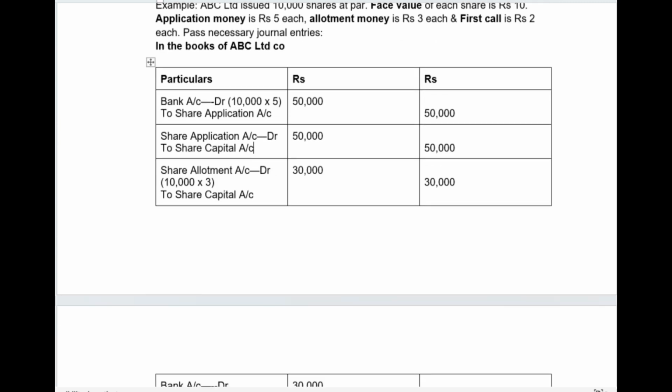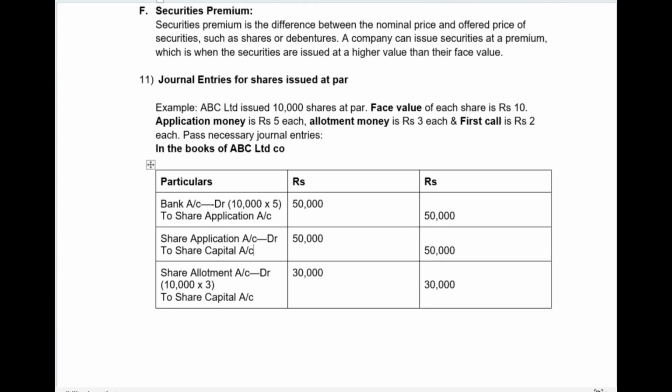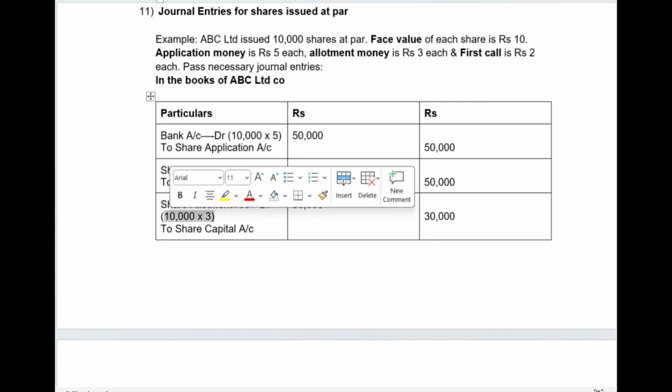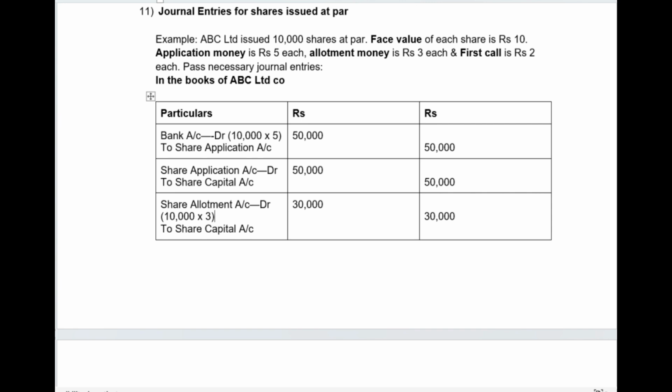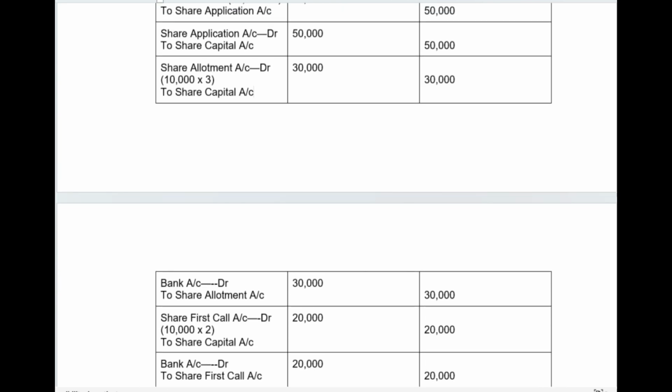And in the third case, the company is raising its share allotment money after a gap of at least 1 month, as discussed earlier. So in this case, share allotment account. Share allotment account is ₹3 each share, and the number of shares is 10,000. So the total share allotment money is 10,000 into 3. So share allotment account debit 30,000, 10,000 into 3, to share capital account. So the entire amount of share allotment money is transferred to the share capital account.